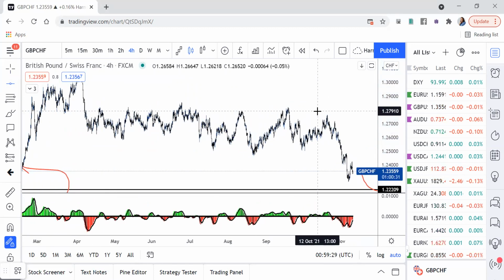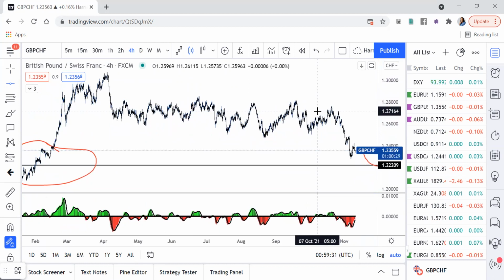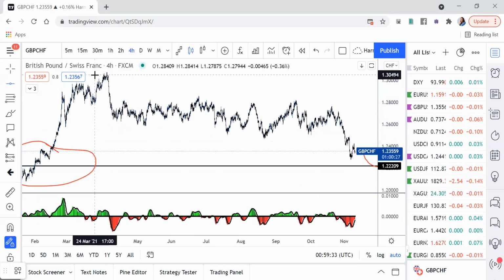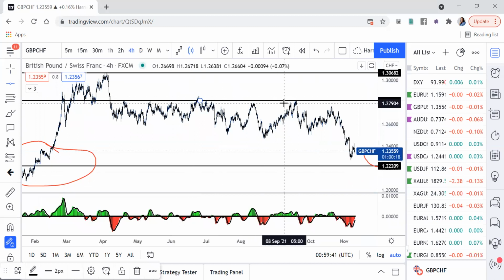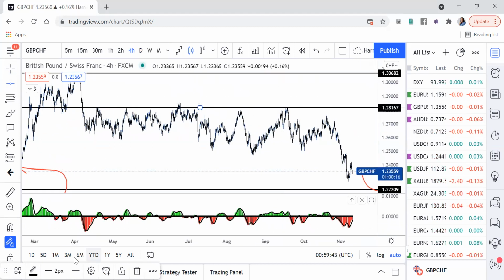All right, so let's get some structure on the lower time frame. Okay, so we have a high here. We have some highs here.